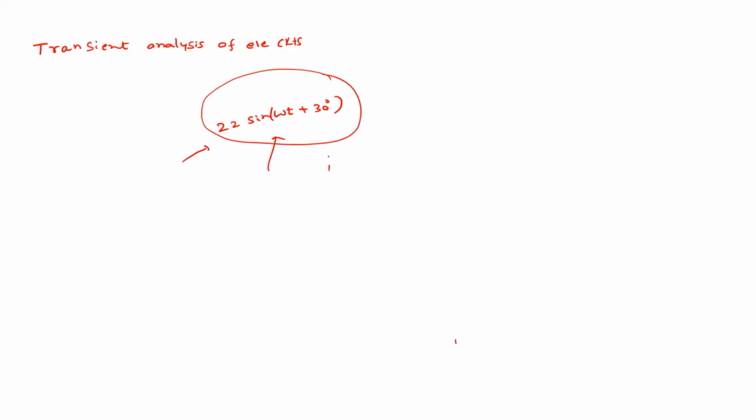For example, you obtained 22 sin(ωt + 30°). So this is the voltage across a particular resistor, for example. In this case, what you understood is that this is its steady state response. That means this is a waveform which is varying something like this. So there is no change in the waveform.